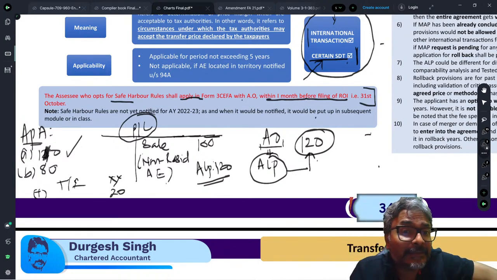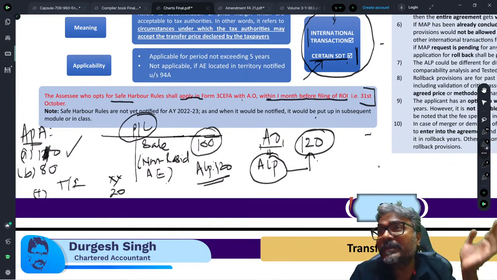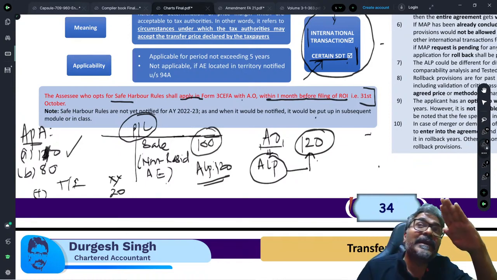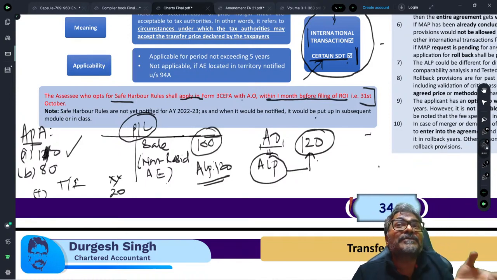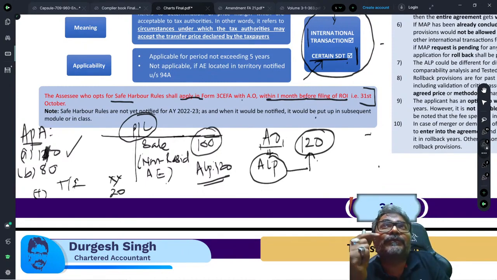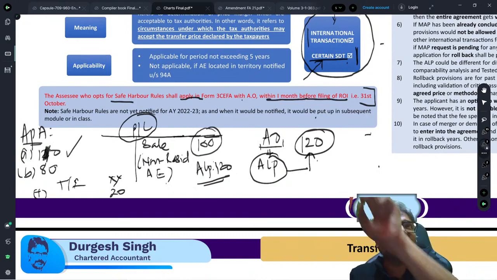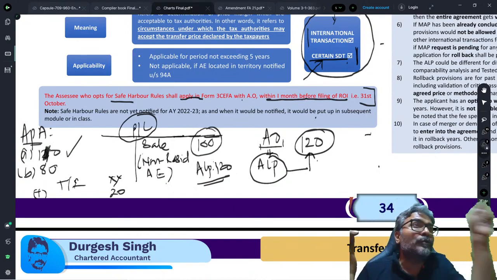Knowing that the SSE himself has put up in his ROI the transfer price of rupees 100, on that transfer price of rupees 100 he has computed the profit. So he has already self-assessed the transfer price as 100, computed the profit, paid the SA tax. And now, if the APA for the future years in respect of the same transaction is determined at rupees 80, will it be allowed to be rolled back?